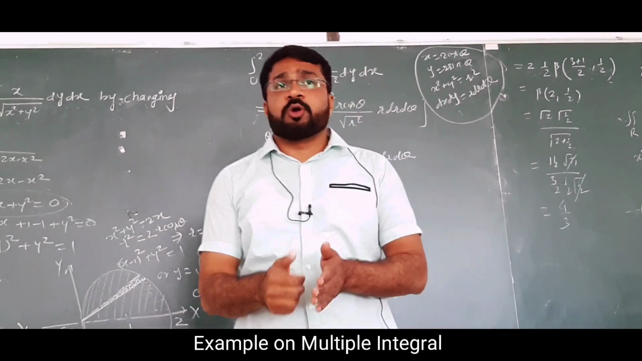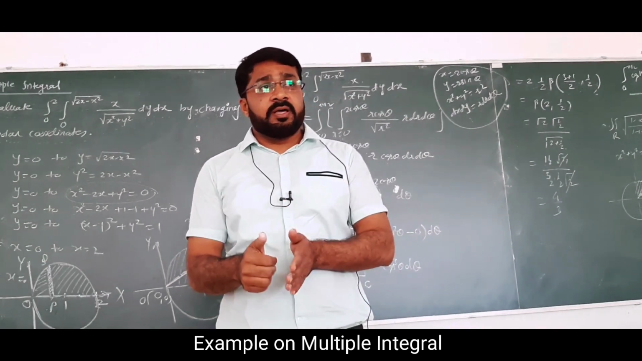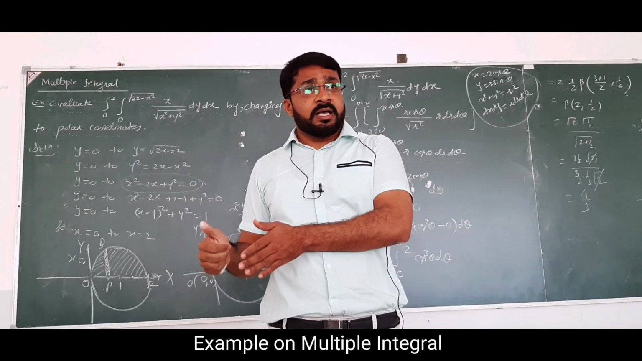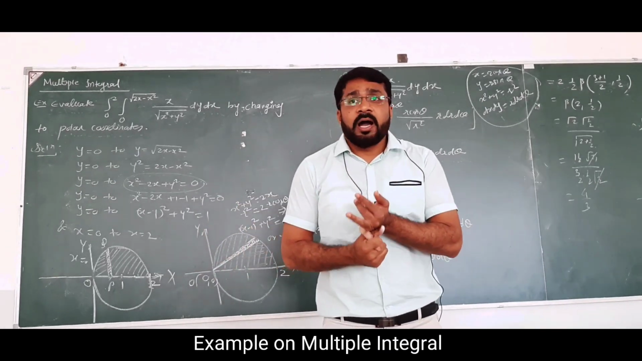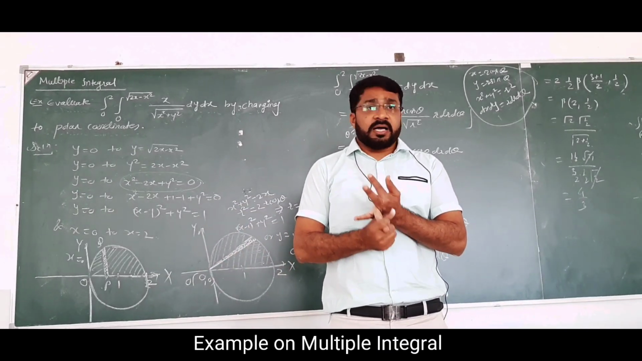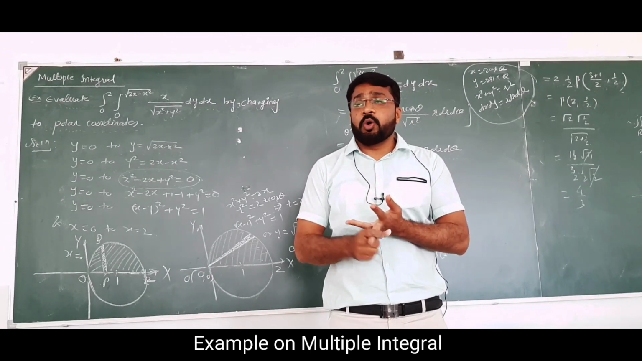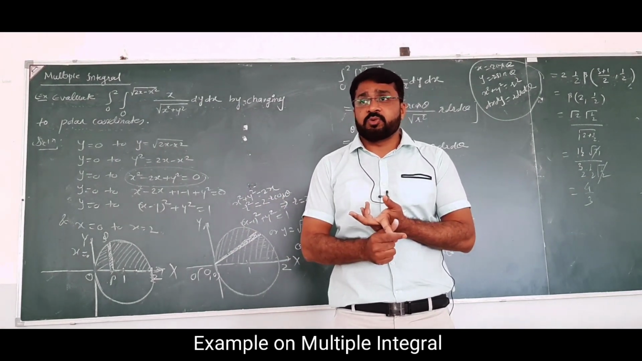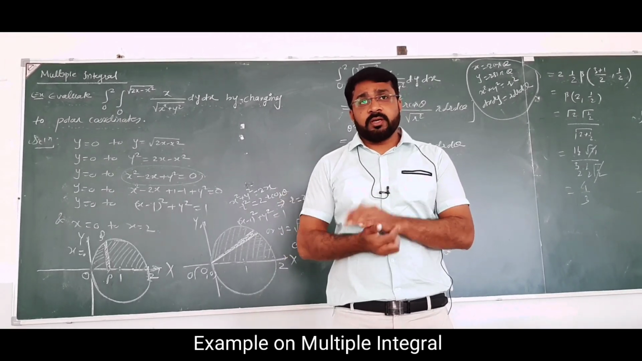Okay, so this way you have to just remember one thing, whenever we solve the example by converting that into the polar coordinates, आपको हमेशा replace करना x को r cos theta से, y को r sin theta से, dx dy को r dr d theta से, and x square plus y square we replace by r square. Okay, so thank you.